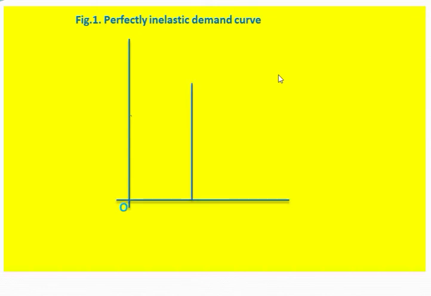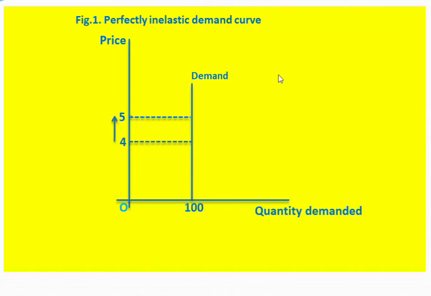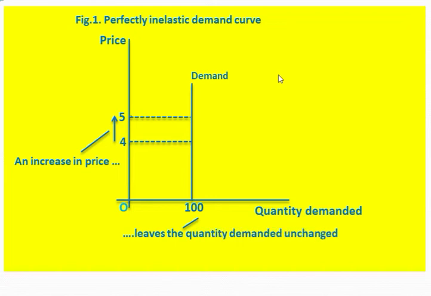Okay, now we draw the demand curve. Figure: perfectly inelastic demand. Y-axis, x-axis, then this is the demand curve which is parallel to y-axis. Quantity demanded is measured on x-axis, price is measured on y-axis. Okay, when price increases from rupees 4 to rupees 5, the quantity demanded remains constant at 100 units. Here, an increase in price, what happened? Leaves the quantity demanded unchanged. Okay, whatever be the price, quantity demanded is fixed.